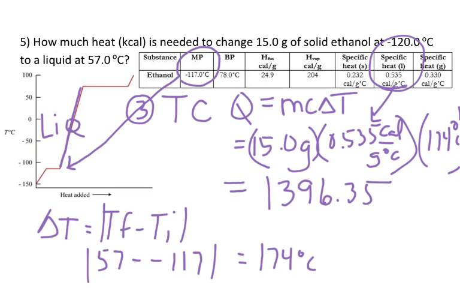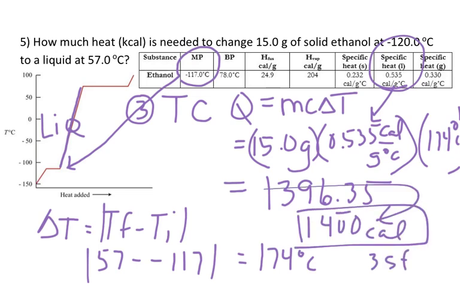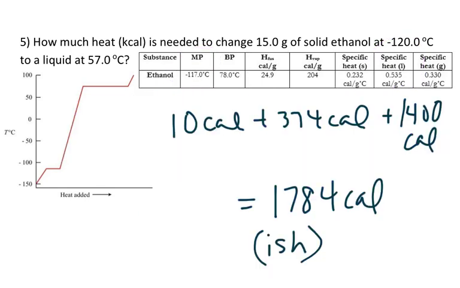So this is what my calculator spit out, but you know my calculator is not very smart. So I have to round it to significant figures. So if I round it to 3, it comes out to 1400 calories. In the very last step then, we're going to add all of the calories together to get the total amount of calories required for this transition of ethanol. So I put ish at the bottom so that you know that it doesn't really matter if it's exact as long as we can see all the work shown.